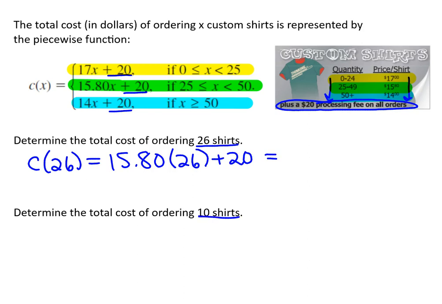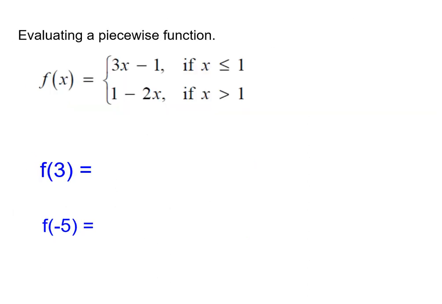If we only want to order 10 shirts, then we're going to have to use that top yellow equation because 10 is in between 0 and 25. So the cost of ordering 10 shirts would be $17 times the 10 shirts plus the $20 setup fee. And that can be calculated to give us the total cost of ordering those shirts. And you can determine how many shirts you need and what is the best deal for you. This is called evaluating a piecewise function. You're given a number and you decide which one of those equations you need to use.